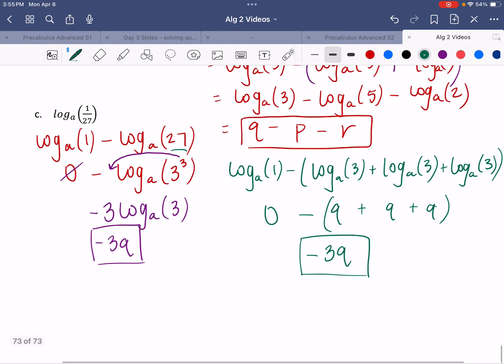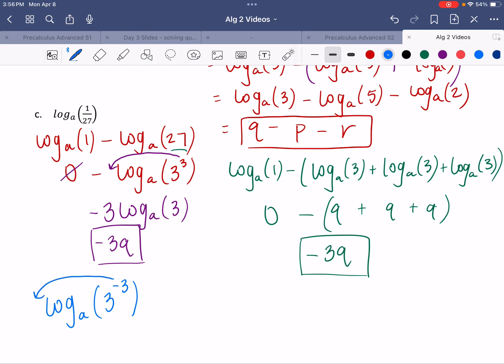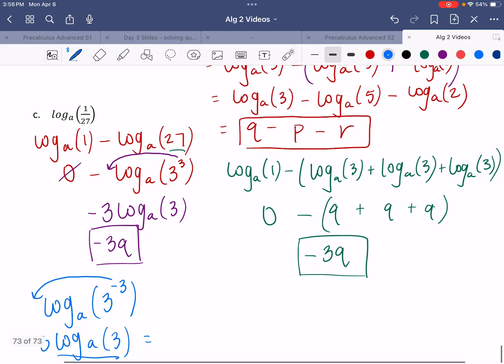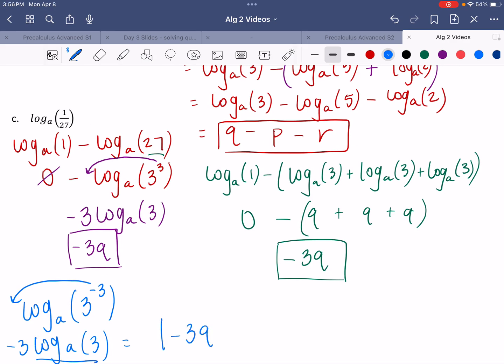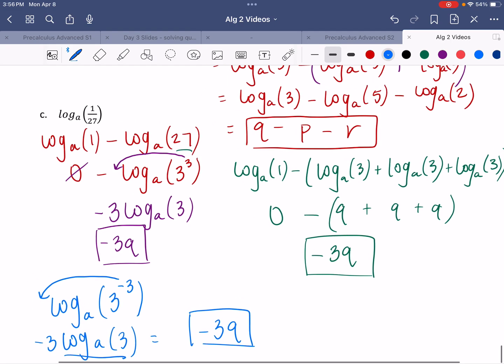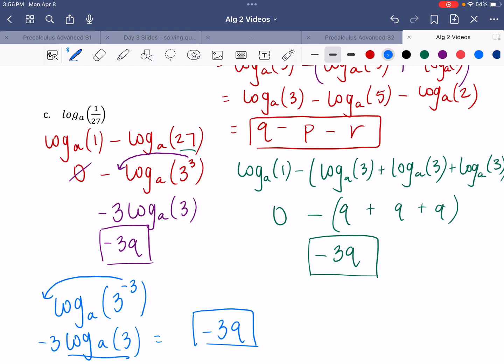Or you might have said to yourself, wait a second, 1/27th, that's the same thing as 3 to the negative power, because it flips, specifically 3 to the negative 3rd power. And I don't know if many of you would have thought this way or not, but that negative 3 would come to the front. Negative 3 times the log base A of 3, which I know this part is Q, so negative 3Q. So as long as you're using the properties properly, like in a way that's allowed, you're going to get the same answer.